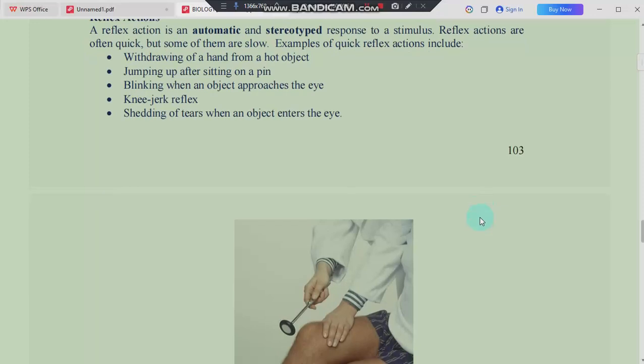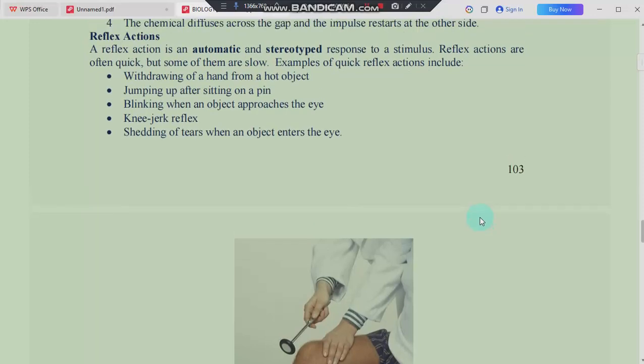Then we now move on to reflex actions. When we talk about reflex actions, these are simply automated or stereotyped responses to a stimulus. Examples could be quick reflex actions, like withdrawing the hand from a hot object, jumping up after sitting on a pin, blinking the eye when an object approaches it, and shedding of tears when an object enters the eye. All those are examples of quick reflex actions.